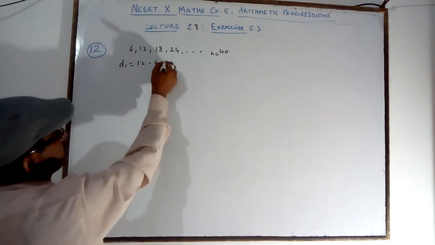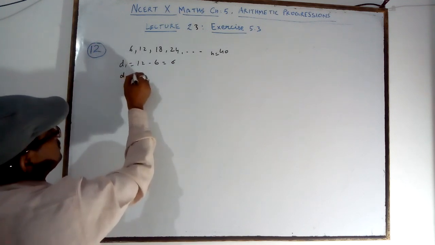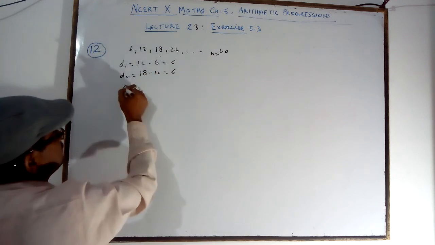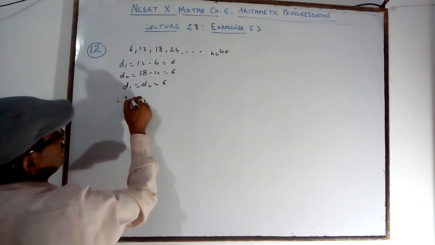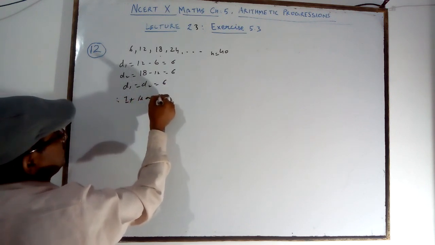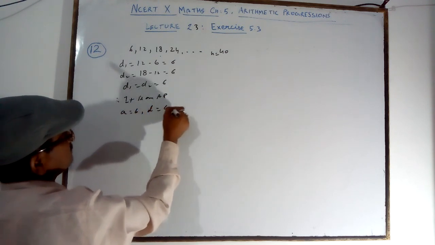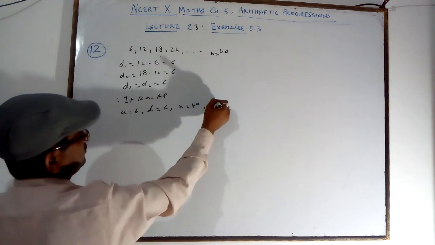12 minus 6 is 6. A2 minus A1 is d1, and d2 is A3 minus A2, 18 minus 12, which is 6. d1 is equal to d2 is equal to 6, so it is an AP. If it is an AP, then what is a? 6. What is d? 6. What is n? 40. You want to find Sn.